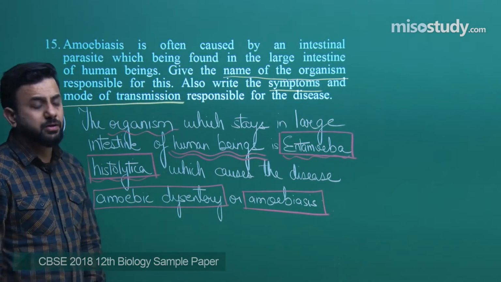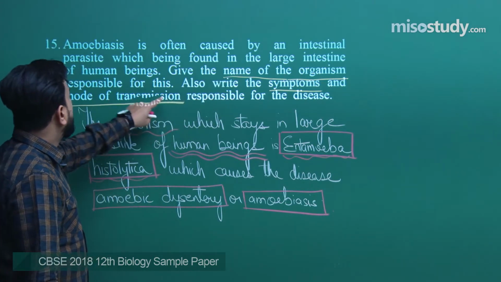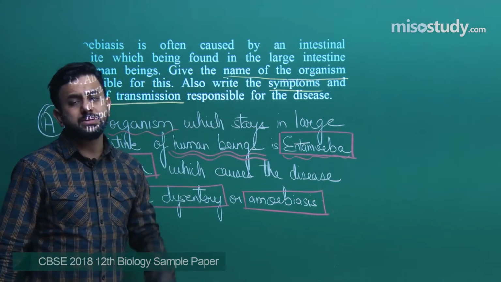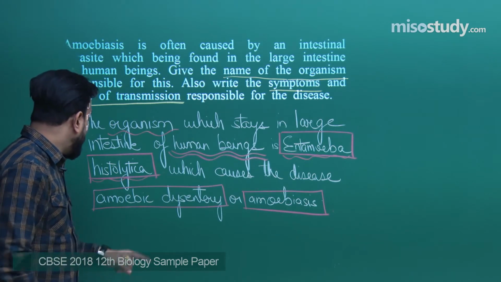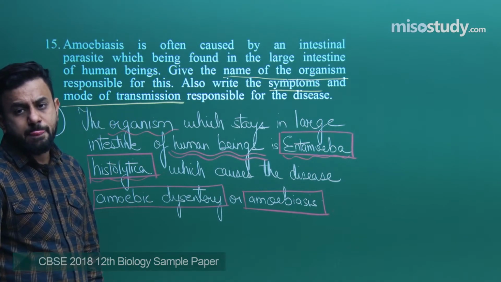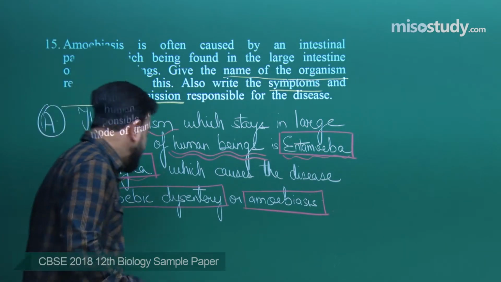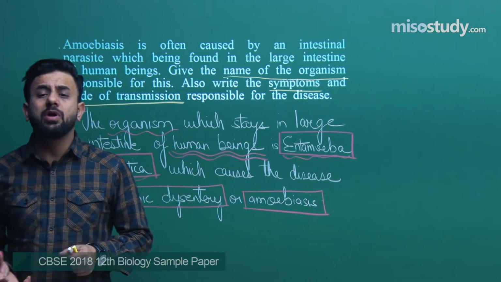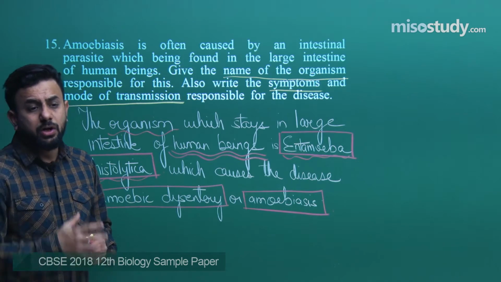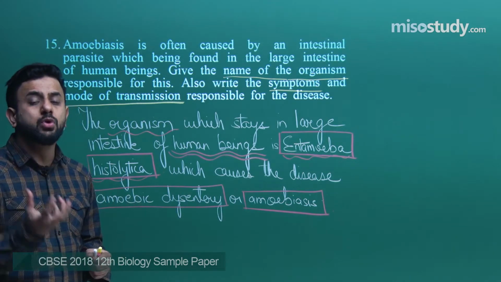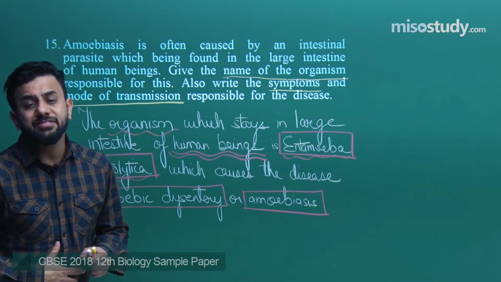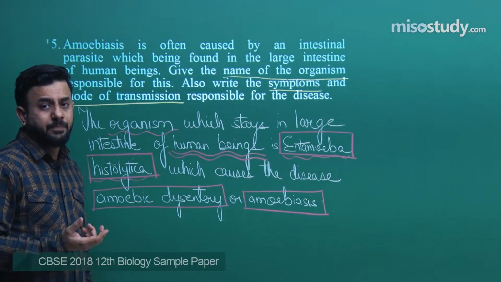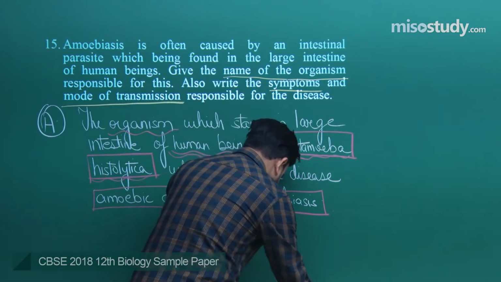Now let us come to the second part of the question. The question says, also write the symptoms and mode of transmission. The symptoms are the second part, and the mode of transmission is the third. Now we already know this is dysentery. So what will be the symptoms? The person afflicted with this disease will have dysentery, loose stools, and these stools will contain mucus and blood. Also, he will have severe abdominal pain. He may also have fever as well as vomiting. So these are the symptoms of this disease.